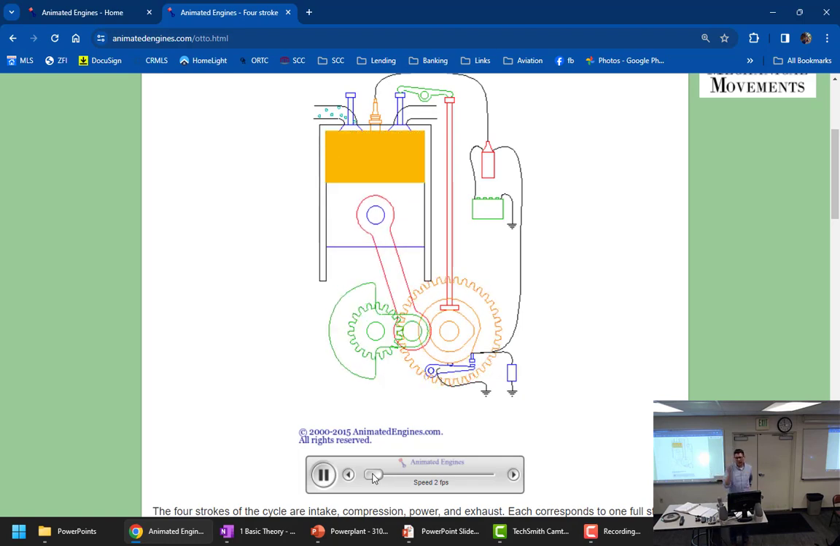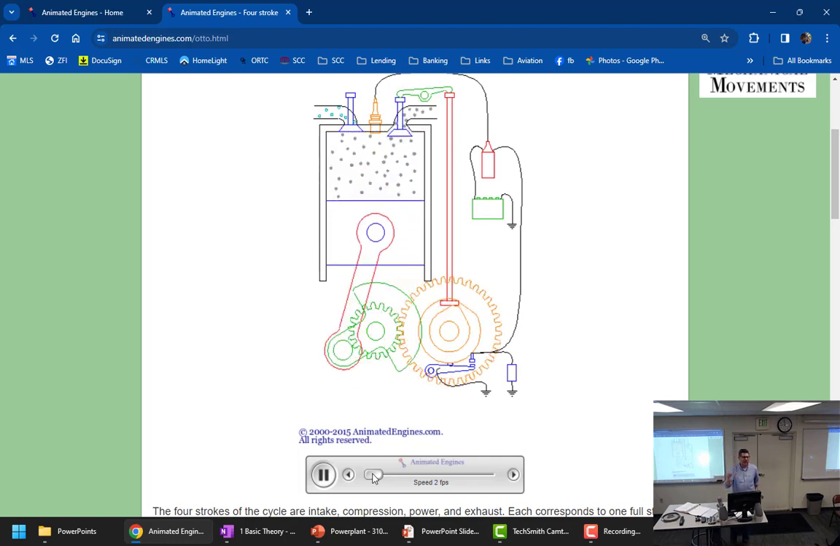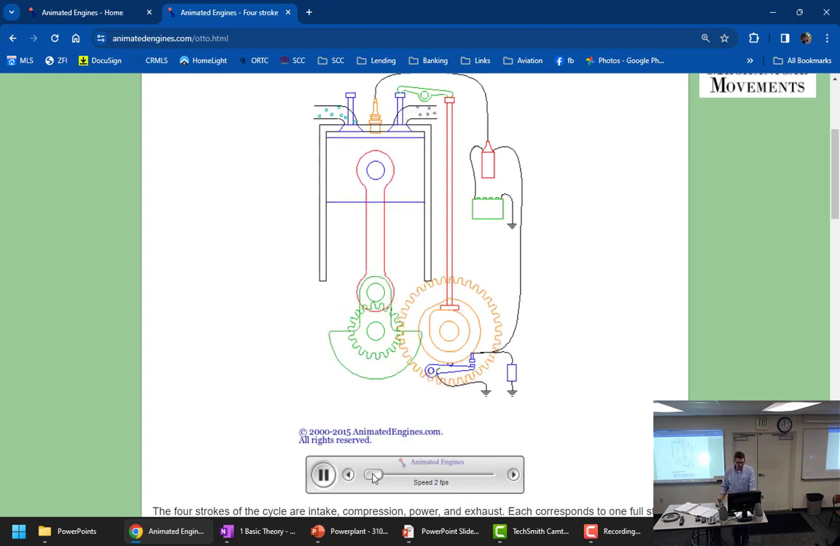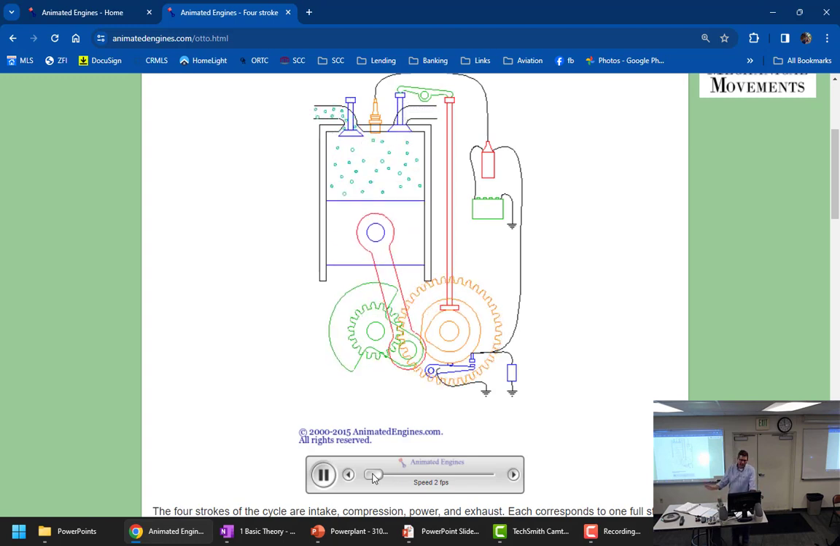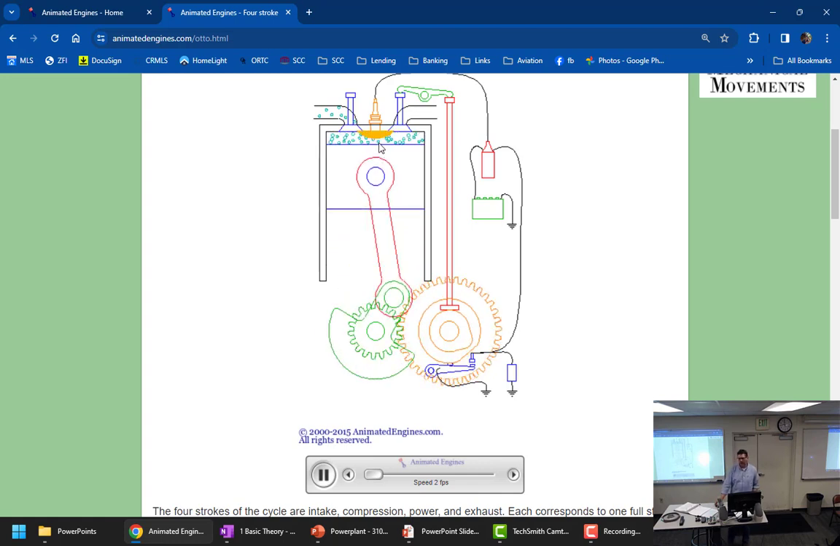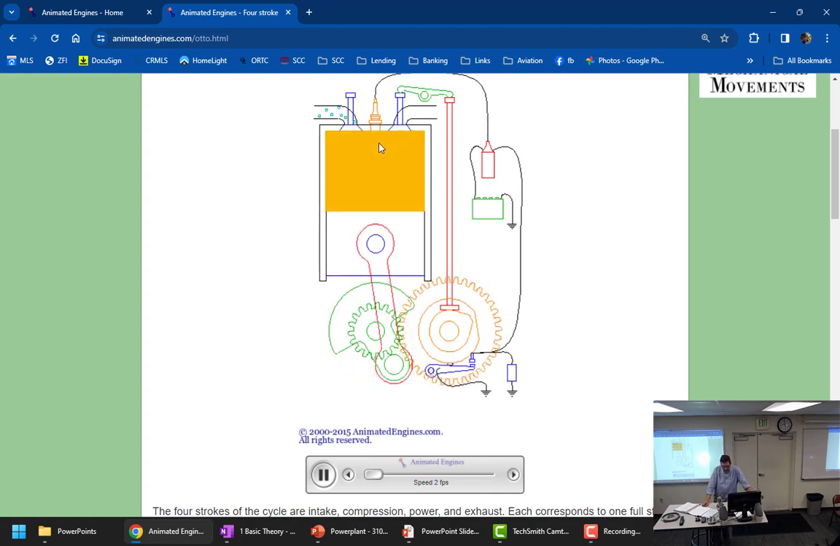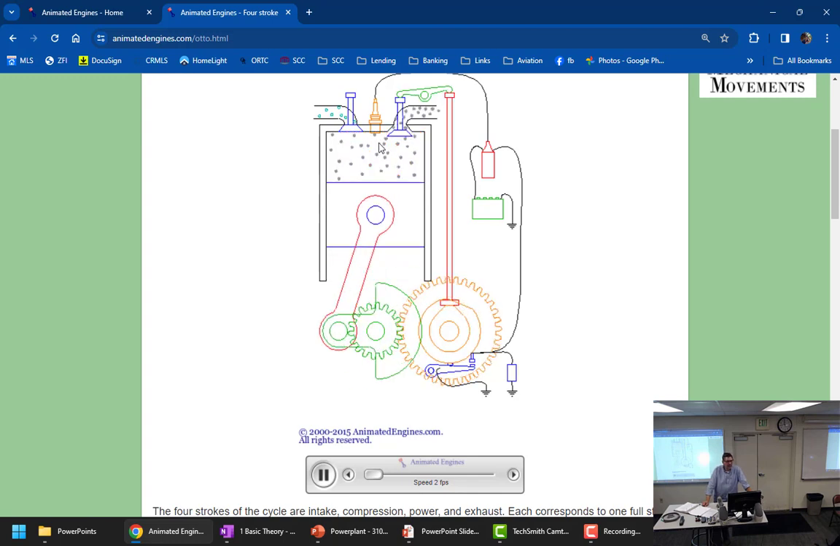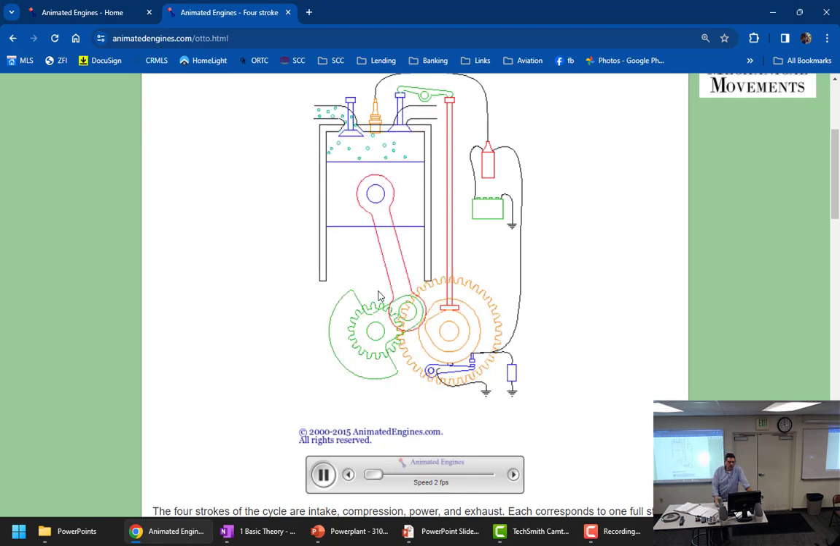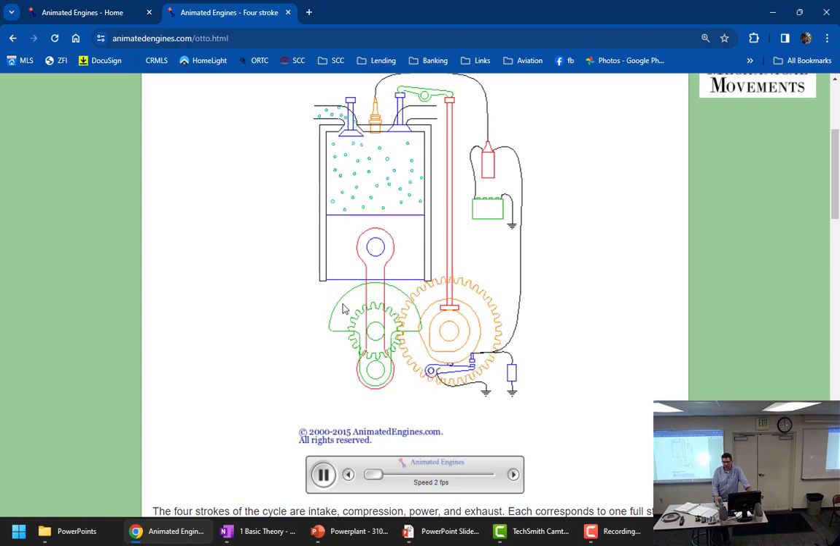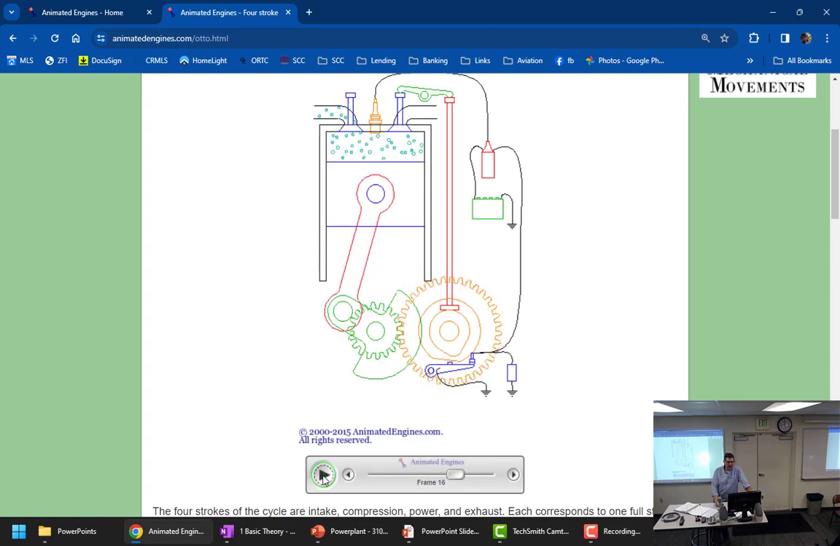That is not the way an engine operates. That is very, very inefficient operation. So things are going to happen differently. We can start with the ignition timing. Ignition timing is going to happen early on aircraft engines. When we look at the 290, it was 25 degrees before top dead center. So that is 25 degrees of crankshaft rotation before top dead center.